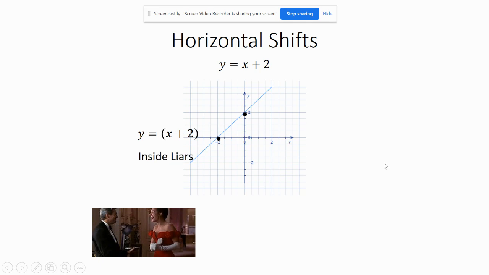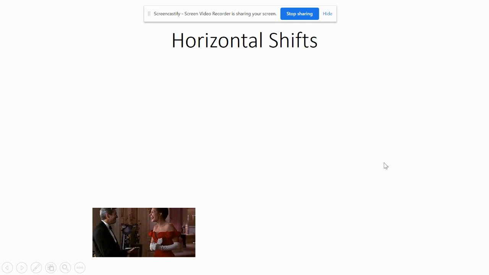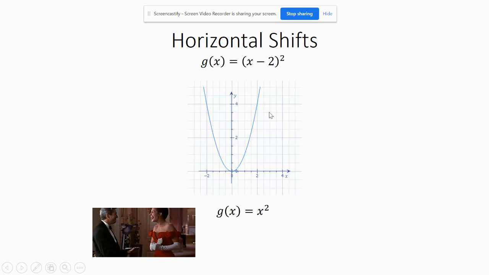Now the reason I point that out, we call it an inside liar because it's in parentheses, or a horizontal liar, is look at this graph here. I have the quantity x minus 2. Now if this minus 2 had been x squared minus 2, this would have been a vertical shift down. But because it's in parentheses, it makes it a horizontal shift.